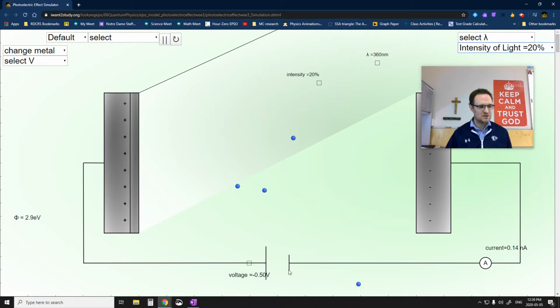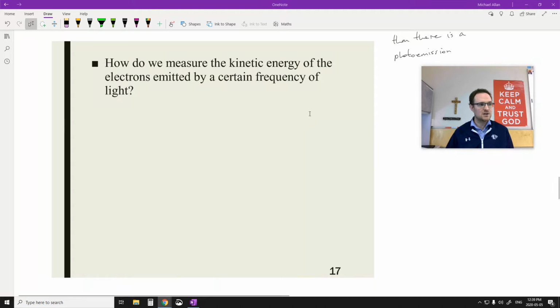So here I've just backed up a little bit, so I have a little current. Not all electrons are making it across, but some actually make it to the other side. So this would be the stopping voltage here. Okay? So we can use the voltage here and the current to determine, have I stopped the fastest electron? And then I can use that to calculate energy as well. So let's figure that out.